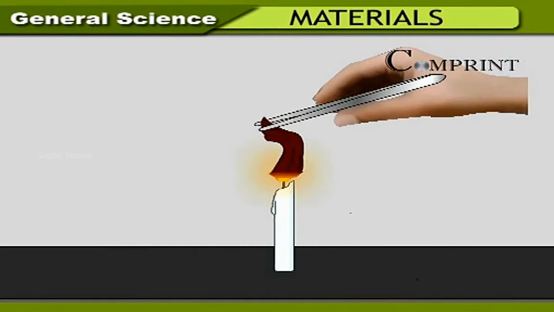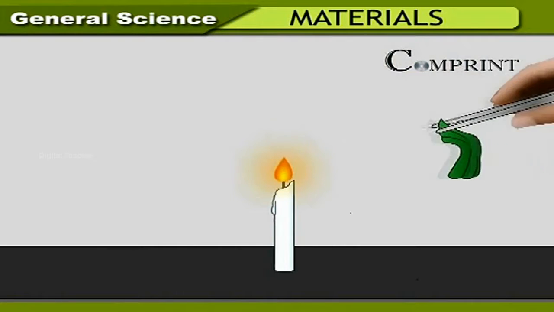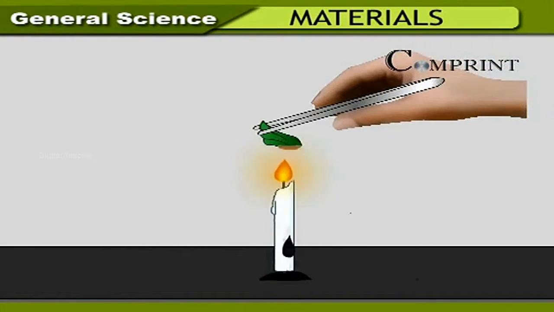Fibers like nylon, polyester, terylene, and rayon are synthesized from chemicals. They give out an odor similar to burning plastic, and they shrink.